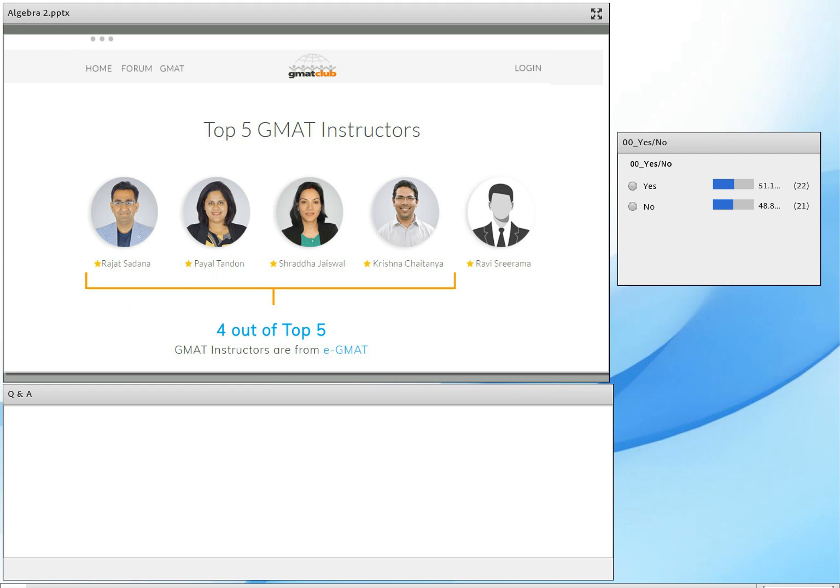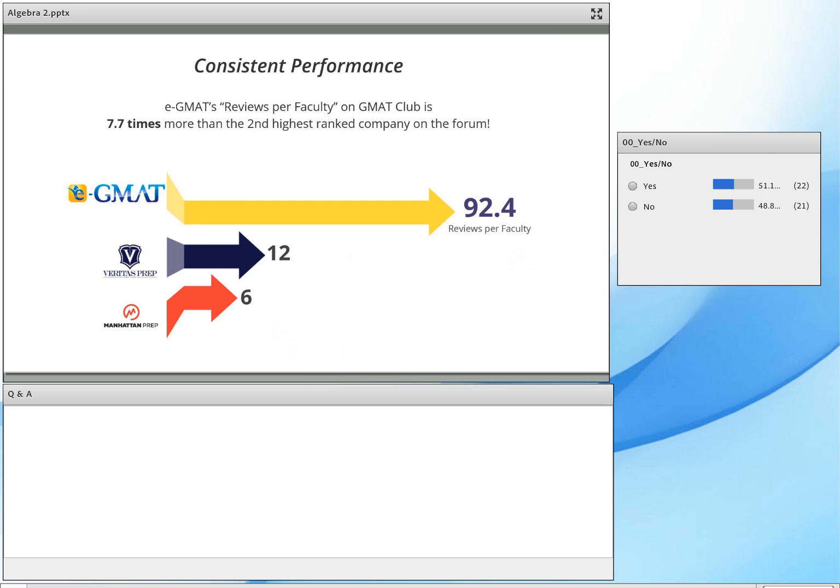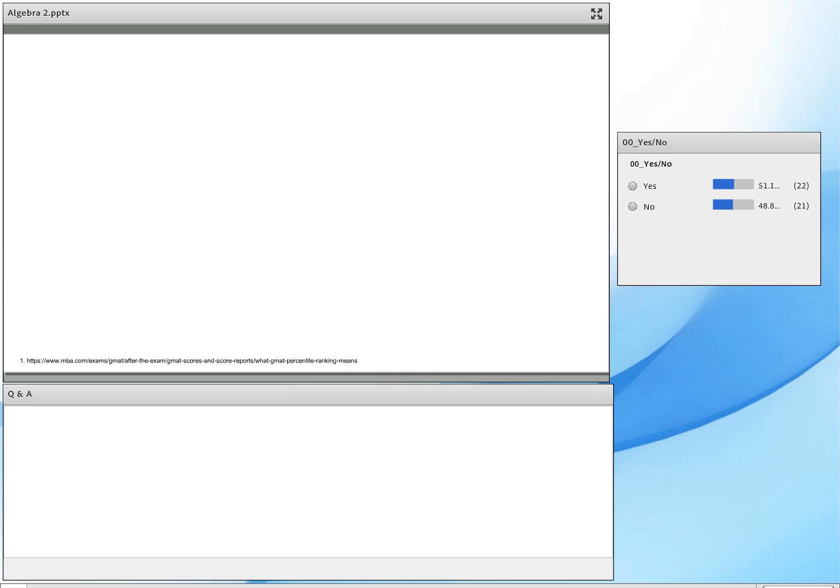In fact, 4 out of GMAT Club's top 5 instructors work for e-GMAT. Instructors who not only work full-time in helping you ace the test, but also have been reviewed a lot more frequently on GMAT Club. Now, if you put all of this into context, it's not a surprise that only 6% of individuals score 720 or higher, and most of them study with us.